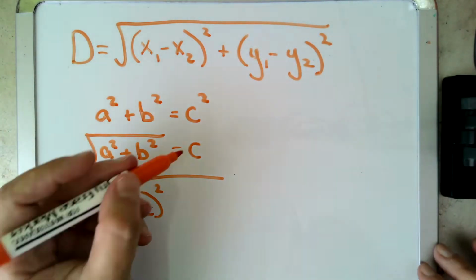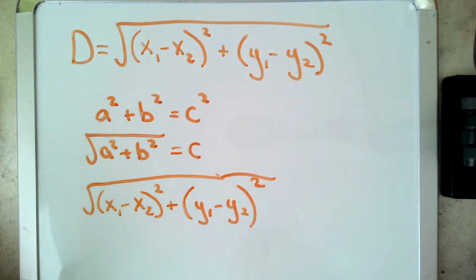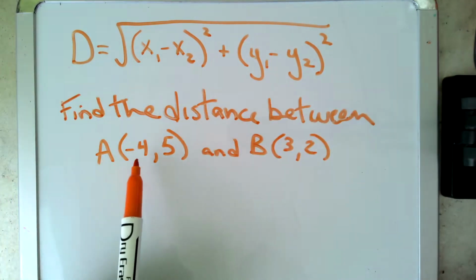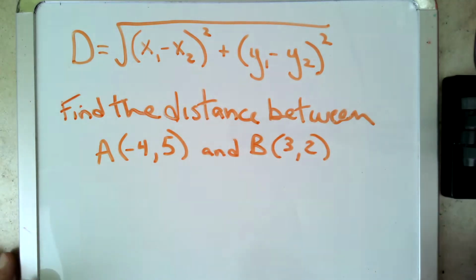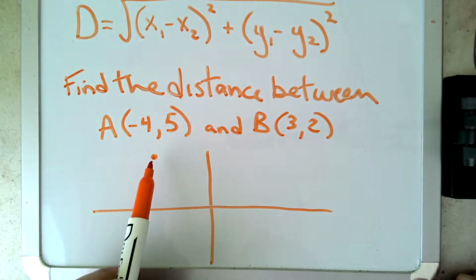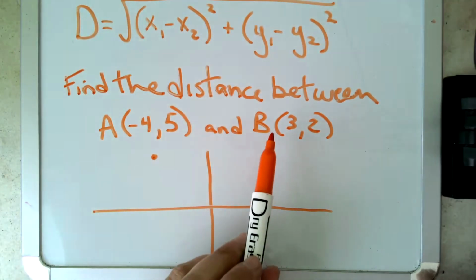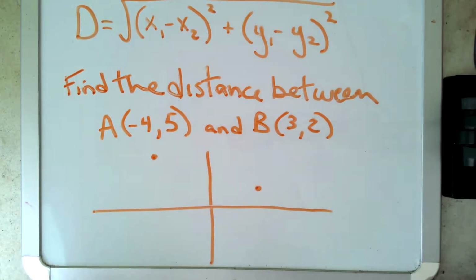Now let's take a look at what that means when you're given 2 points and you have to find the distance between them. Find the distance between A (-4, 5) and B (3, 2). Okay, I'm a visual person, so let's start by plotting. So (-4, 5) is about here, and (3, 2) is about there. And we want the distance, that means the straight line, between them.